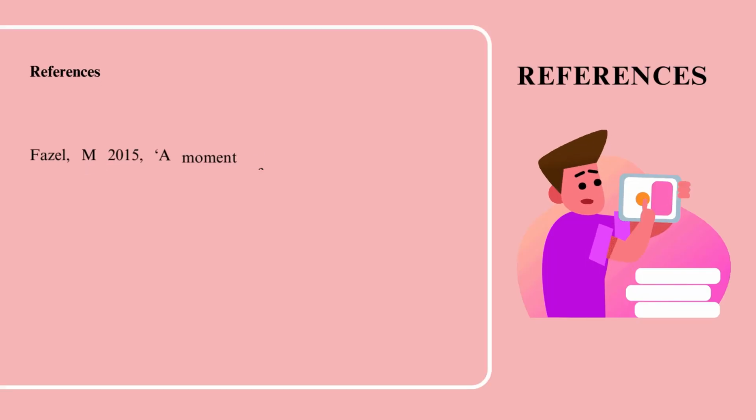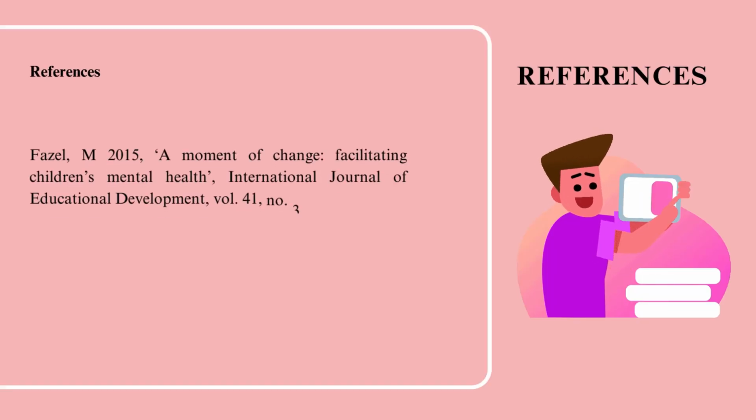The reference format will be the author's last name and initials, the year article was published, title of the article in sentence case, title of the journal in title case, volume number, issue number, followed by a comma. Pages of the article, followed by a full stop.